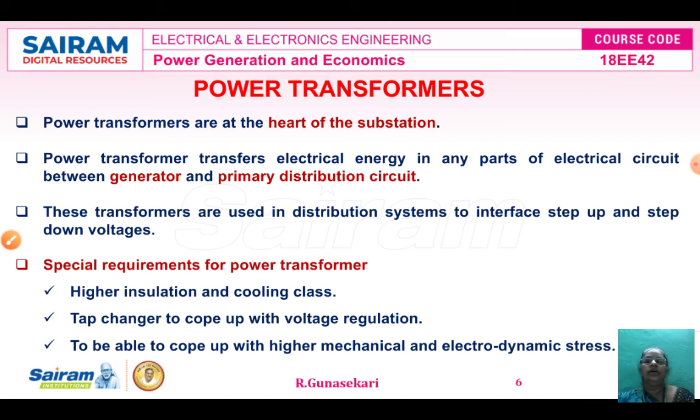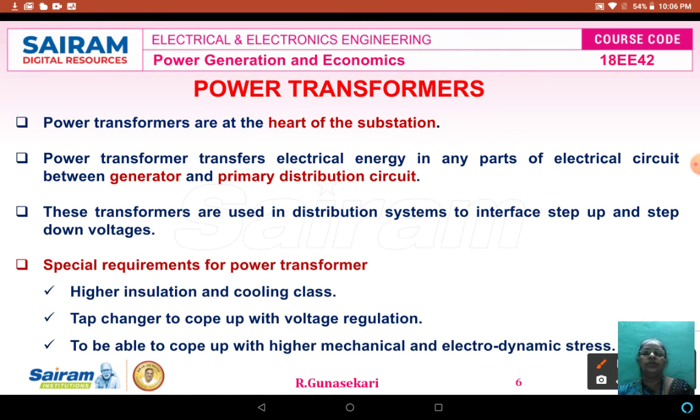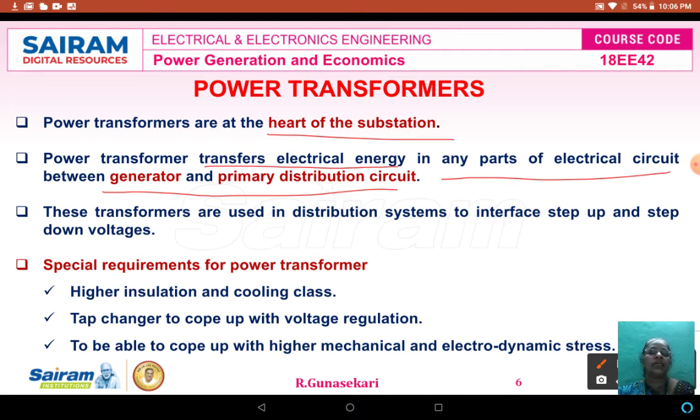The power transformer is the main component of the substation. Now you see, the power transformer is the heart of the substation. The power transformer transfers electrical energy between parts of the electrical circuit. Where does it transfer? Between the generating station and the primary distribution circuit only.